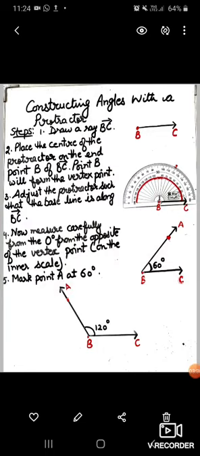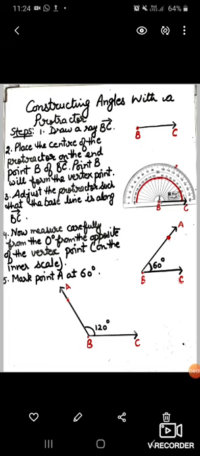Let us construct an angle with the help of a protractor. Protractor, you can see, in simple language it is a D. So what are the steps you follow for constructing an angle with the help of a protractor? Let us first of all draw a ray as it is shown to you. I have drawn a ray BC. Now place the center of the protractor on the end point of BC, that is point B, and that will form the vertex point.